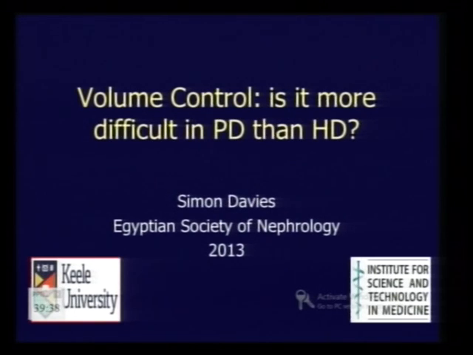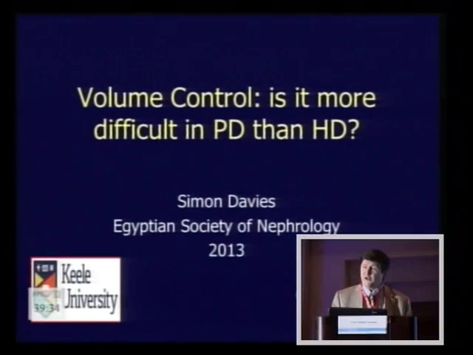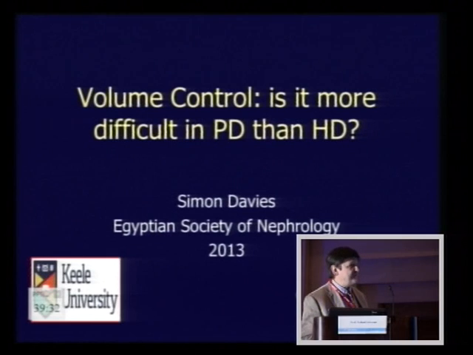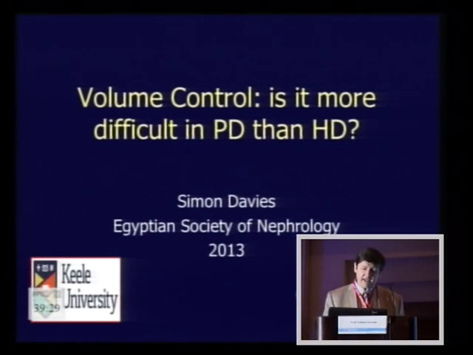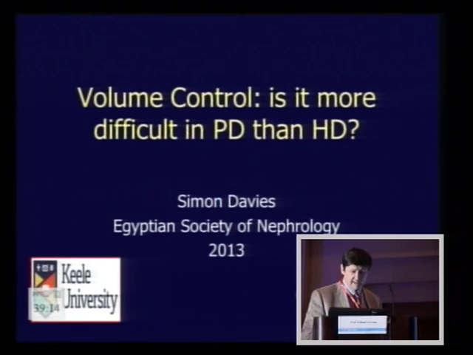So I've been asked to address the problem of volume control and whether or not this is more difficult to achieve in peritoneal dialysis patients compared to hemodialysis patients. Now, the short answer to my question is not necessarily, but it's different. There are perhaps different problems or different challenges in achieving good volume status in PD compared to hemodialysis.